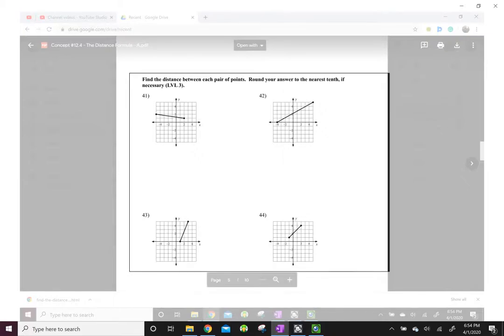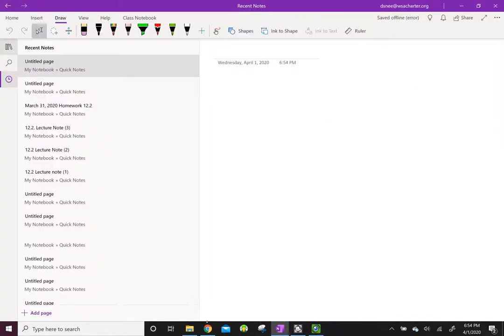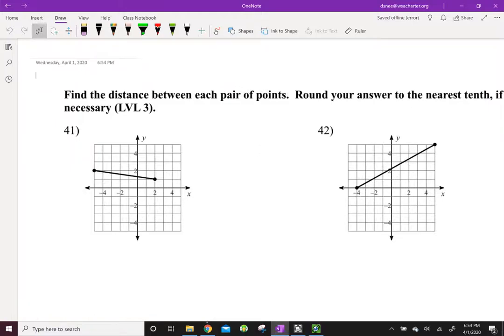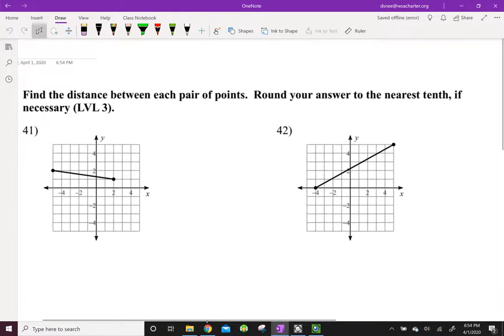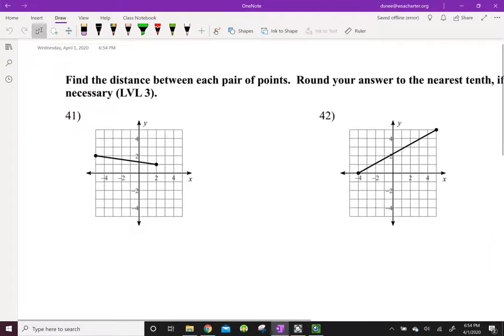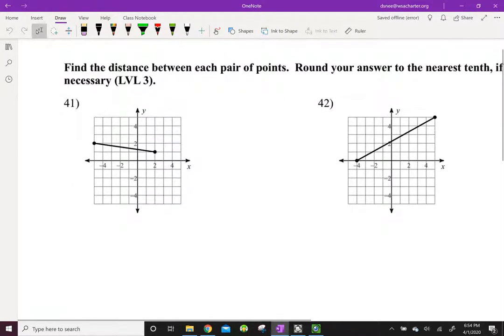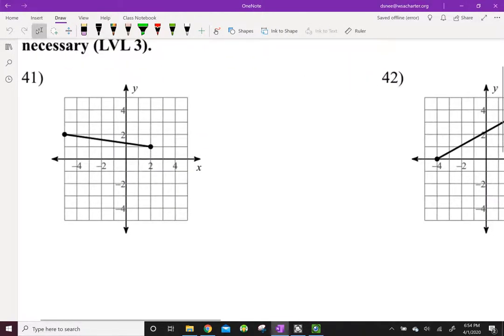Here are the directions. We're always reading the directions until we understand them. The directions here tell us find the distance between each pair of points, round your answer to the nearest tenth if necessary, okay? So I can use a couple different strategies here. I can do this a couple different ways. I can make a slope triangle, right? I can go right here and right here, and that's going to give me a right triangle.